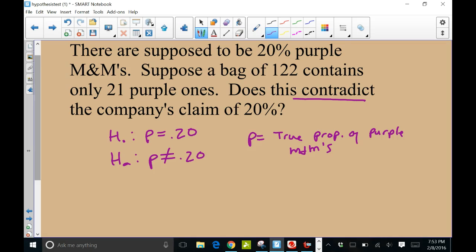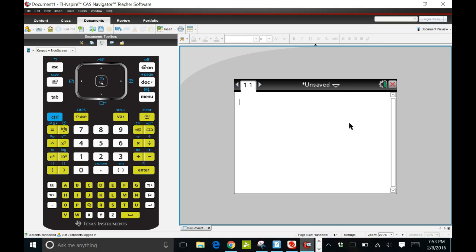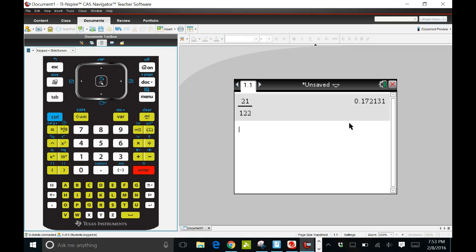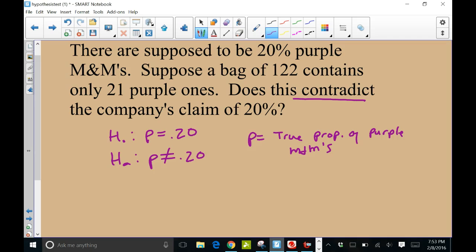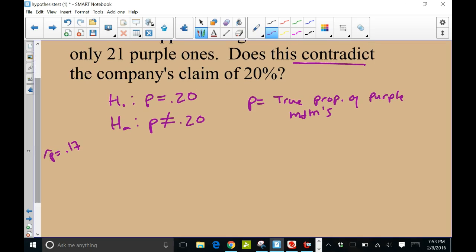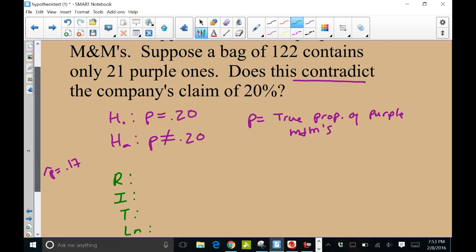Now, we opened up a bag and 21 out of 122 were purple. So I'm going over here and let's see what that equals. So let's just call it for our purpose 0.17. So that's our evidence for our trial. Now we are going to go to part 2. We're going to check conditions. So here goes. We're going to go R-I-T, and L-N. Now, just for time on this video, I'm going to do the first 3 verbally.